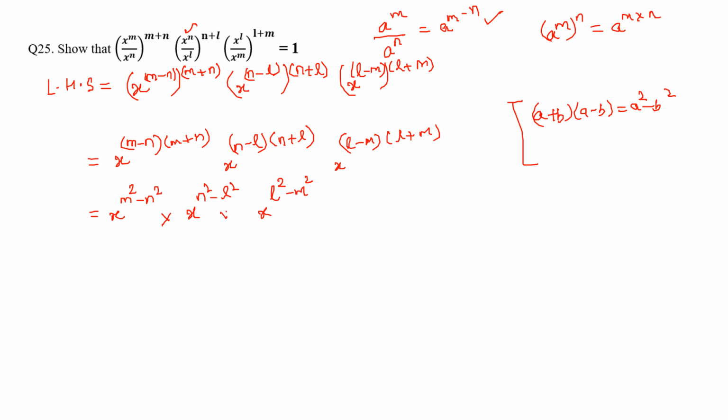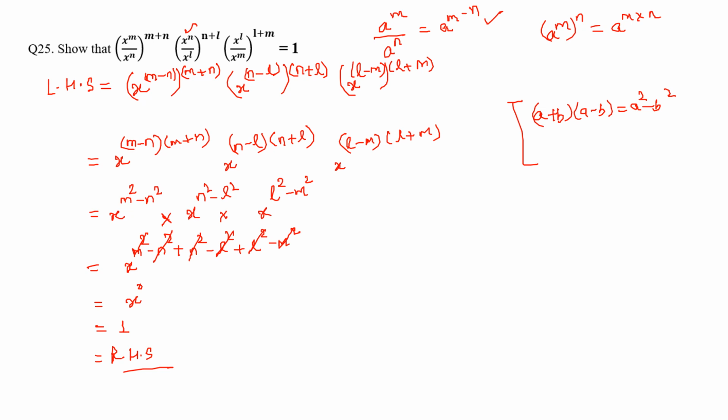Now they all are multiplied here. The base is the same and it is multiplied, so you have to use the product law. Product law means you have to add all the powers. So add it: m square minus n square plus n square minus l square plus l square minus m square. Now minus n square plus n square cancel, minus l square plus l square cancel, and m square minus m square also cancel because they all are 0. So x to the power 0, the value is 1, which is equal to the RHS. Done, isn't it? So this is my question number 25.